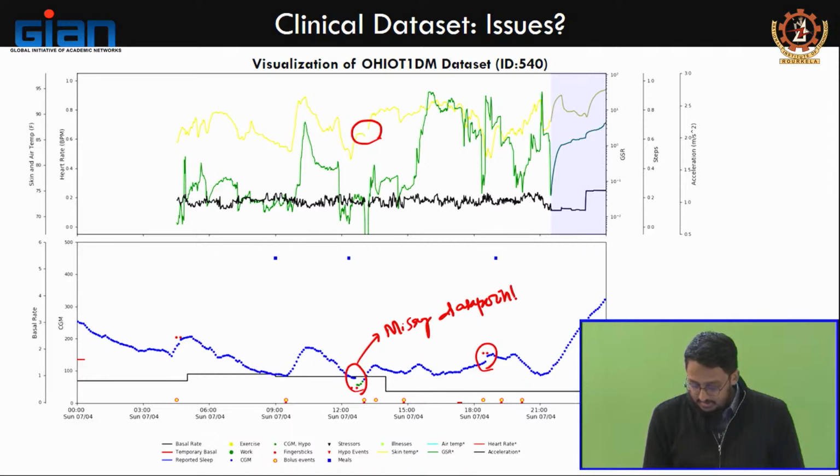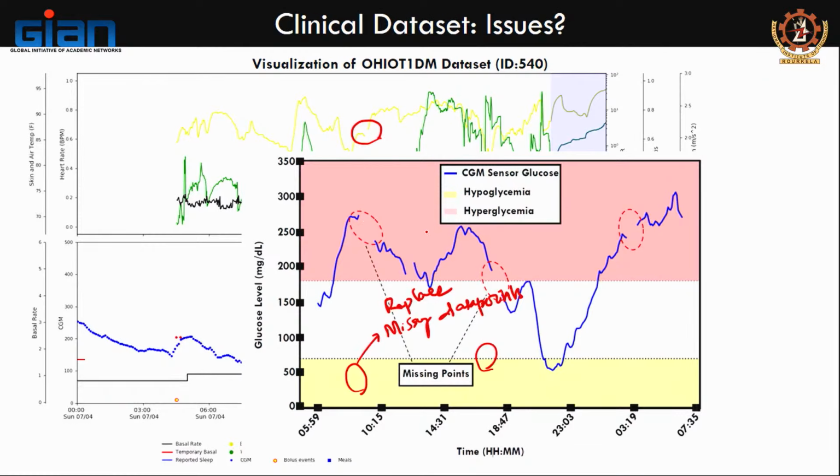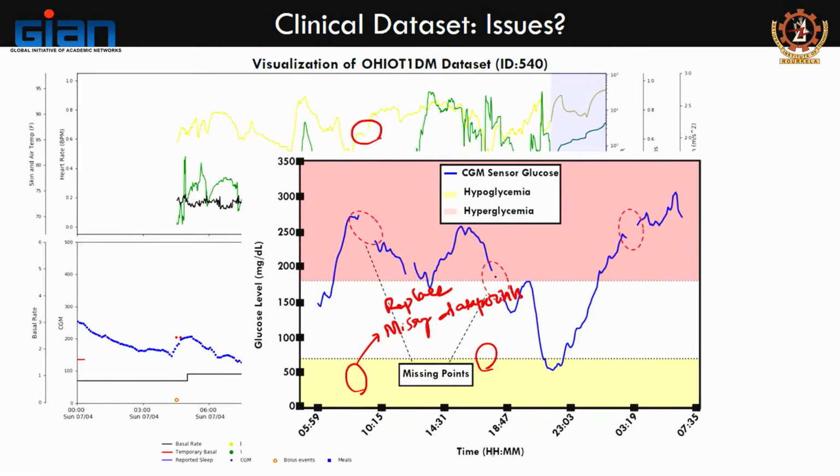So, we have to replace these missing data points. If you look closely, they look like this. There are many missing data points here. It happens due to various reasons, could be due to sensor malfunction. Majority of the times it is due to, let us say I am wearing a Bluetooth sensor. It might be that it is connected to my phone or any other device, and there is some data loss in the transmission. Okay.